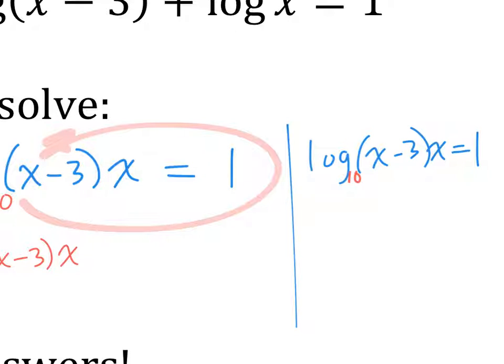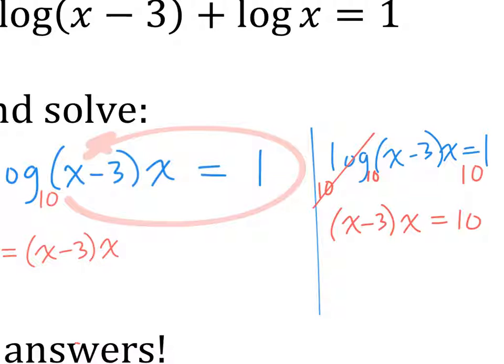What I am going to do is raise both sides by 10, meaning I am going to force this whole equation to become exponents. Then this is going to cancel because the base of the exponent and the base of the log are the same. That was log rule number 7, I think, the last rule on that sheet. So that cancels, and we just get x minus 3 times x equals 10 to the first, which is 10.